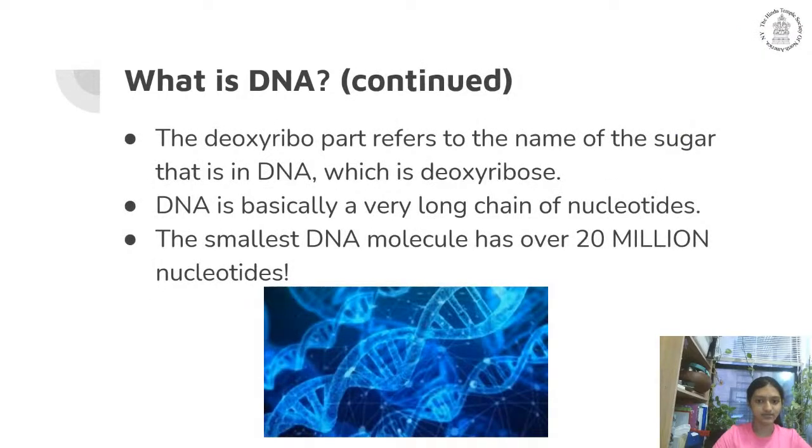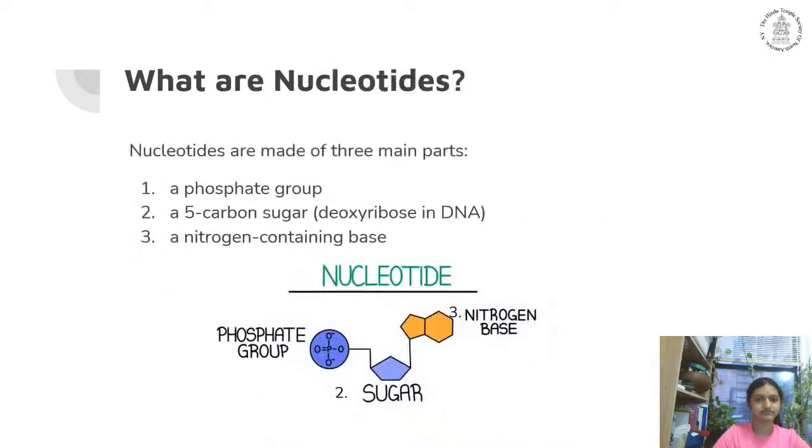The deoxyribo part refers to the name of the sugar that is in DNA, which is deoxyribose. DNA is basically a very long chain of nucleotides. The smallest DNA molecule has over 20 million nucleotides. What are nucleotides? Nucleotides are made up of three main parts: a phosphate group, a 5-carbon sugar, which is deoxyribose in DNA, and a nitrogen-containing base.